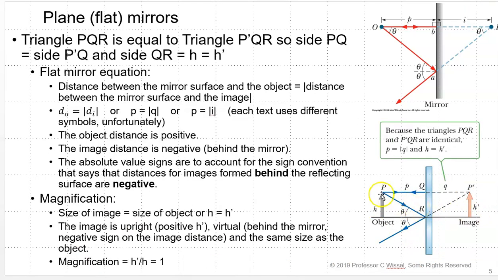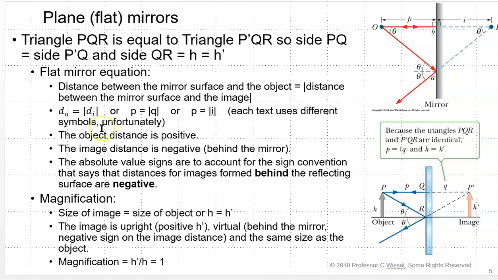Okay, so triangle PQR is equal to this triangle, P prime QR. So side PQ is equal to side P prime Q. And also this height here is equal to that height. So this gives us the flat mirror equation. The distance between the mirror surface and the object equals the distance between the mirror surface and the image. So distance to the object is equal to distance to the image. You always measure that distance relative to the mirror surface.